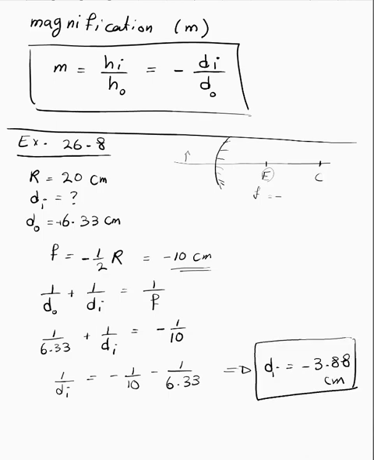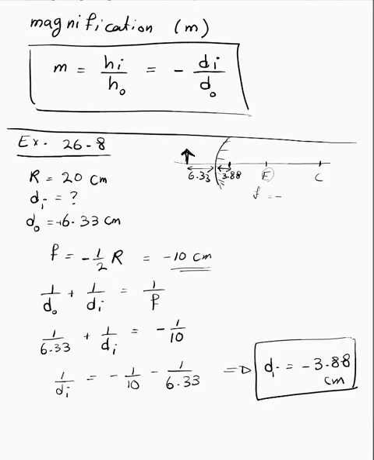So it tells you that the image is behind the mirror and it is closer to the mirror than the object. So if this is the object, and you can go back to figure 26.24 and check this fact. If this is 6.33, then the image is going to be somewhere here because it is negative, but it is 3.88 centimeters away.